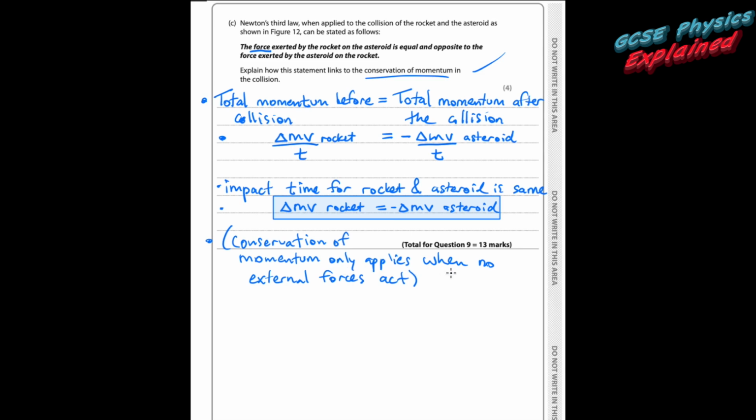Conservation of momentum only applies when no external forces act. So that means the only forces we're looking at are the force of the rocket on the asteroid and the asteroid on the rocket. Anything else we'll have to ignore, and then it'll work out.